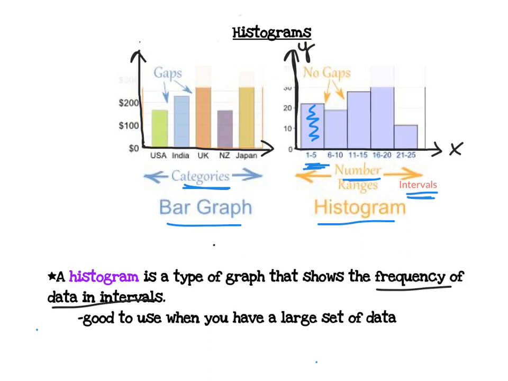Okay, the second way that a histogram is different from a bar graph is that there is no space in between the bars, and that's because of those intervals that we just talked about. So where one bar stops, another bar is going to start up.